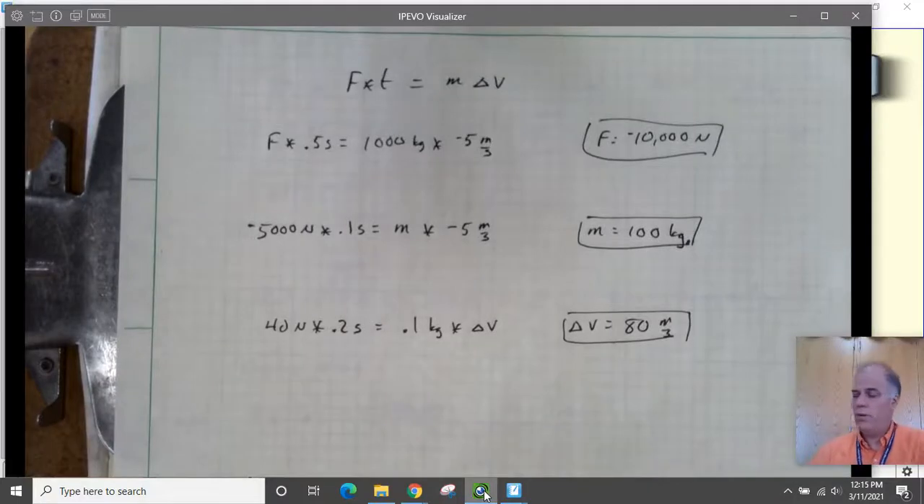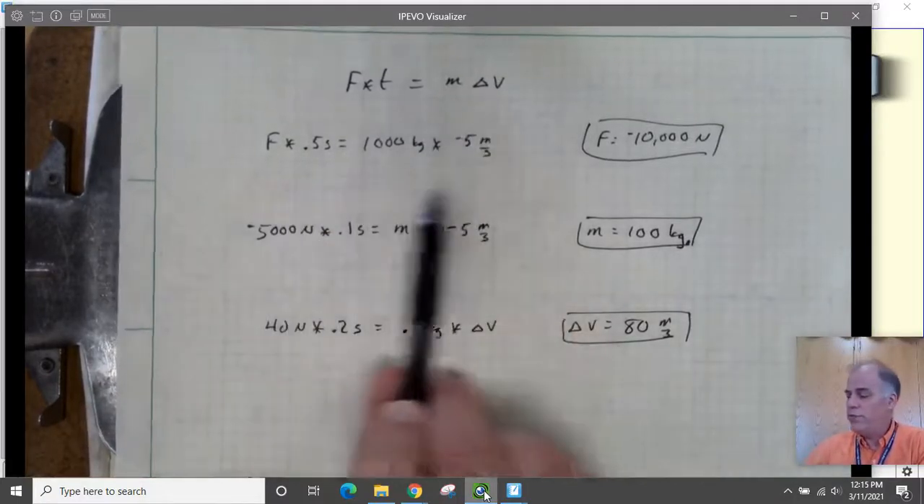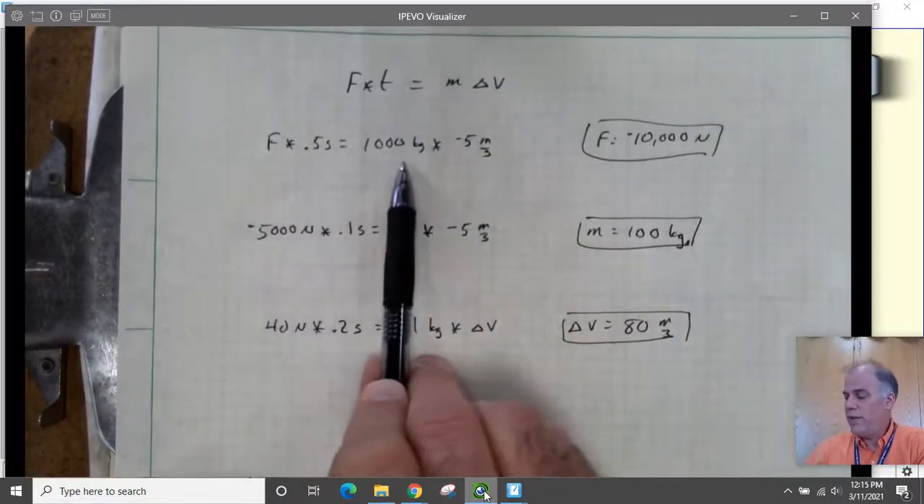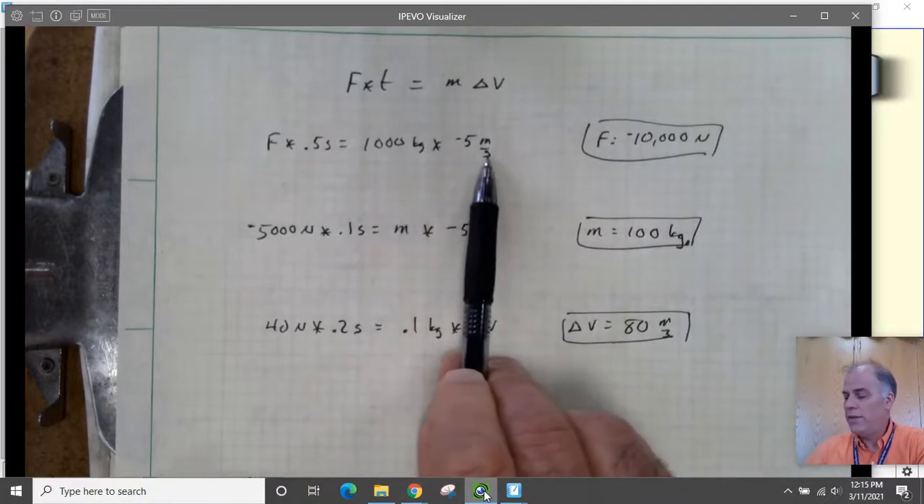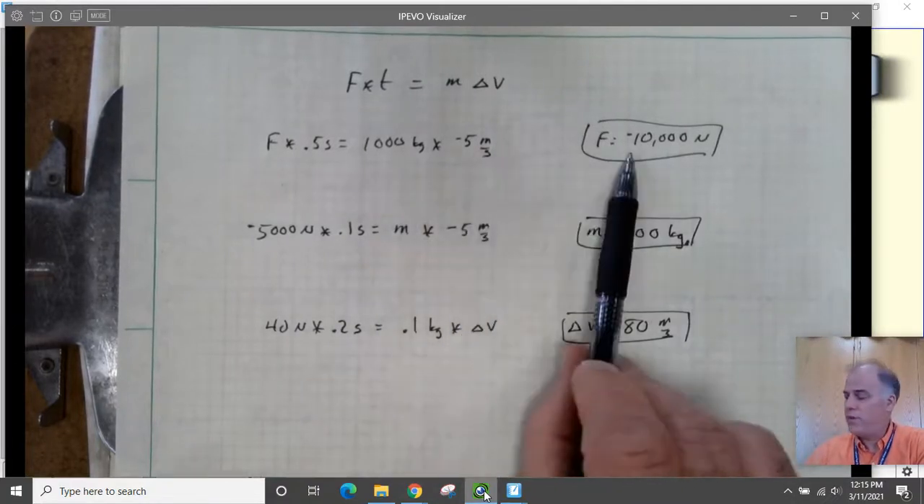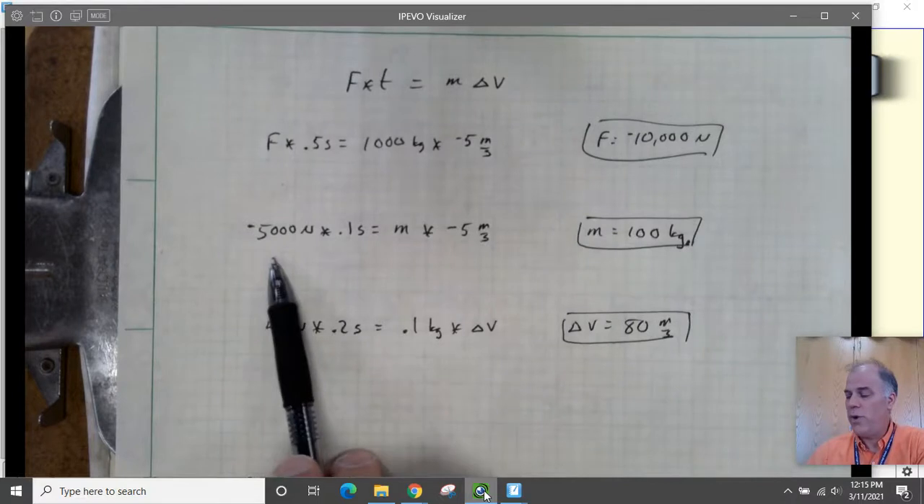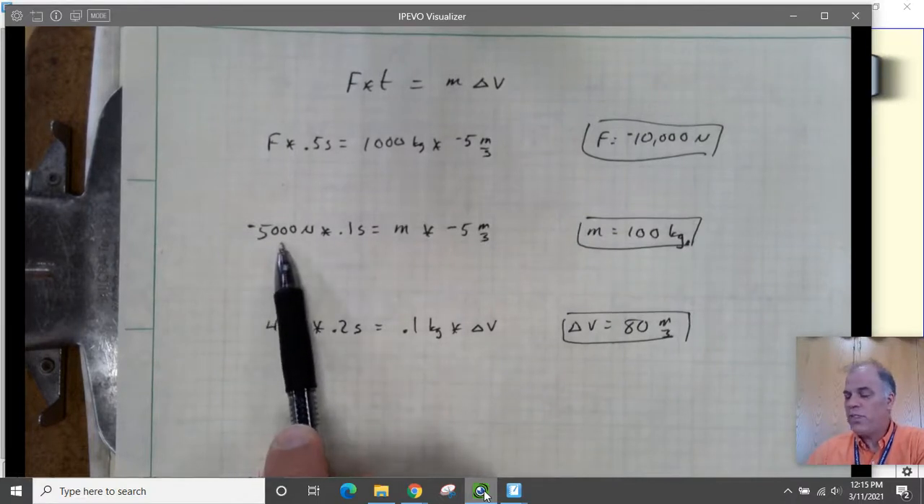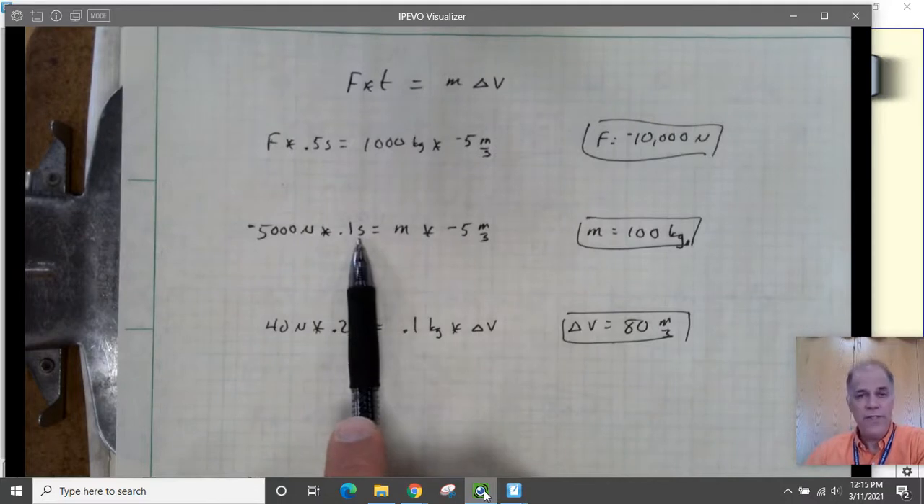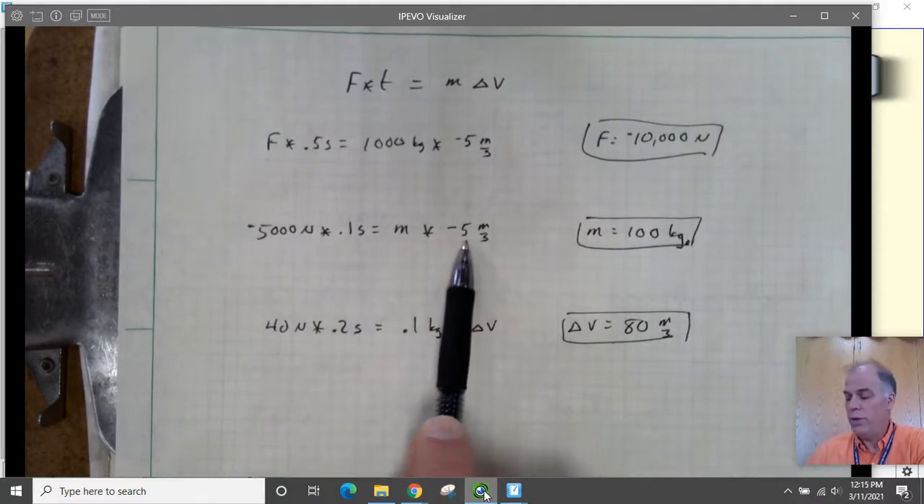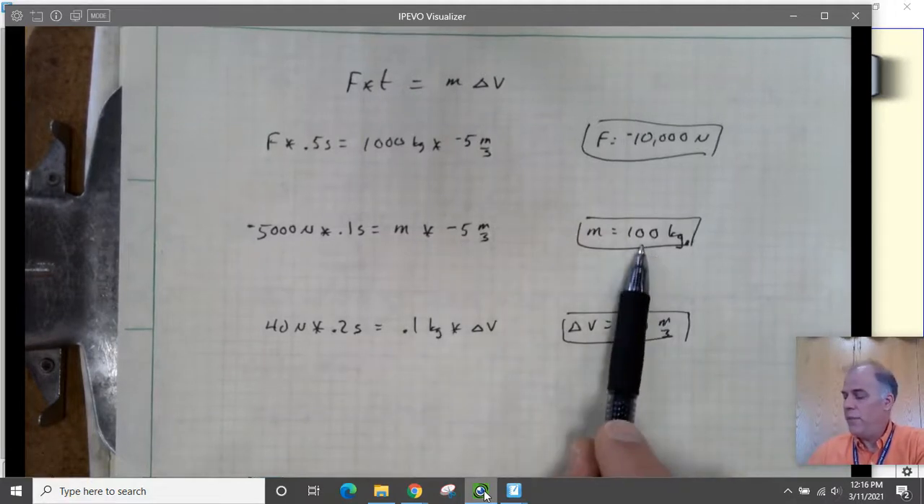For all of these, we use the impulse equation. This is the first one, half a second, 1,000 kilograms for the truck. It loses 5 meters per second. This comes out to be the force. This is the driver. The driver experiences 5,000 newtons of force in only 1/10 of a second because he hits the steering wheel. He's not wearing his seatbelt. And he also slows down by 5 meters per second. And for this, we can figure out his mass.